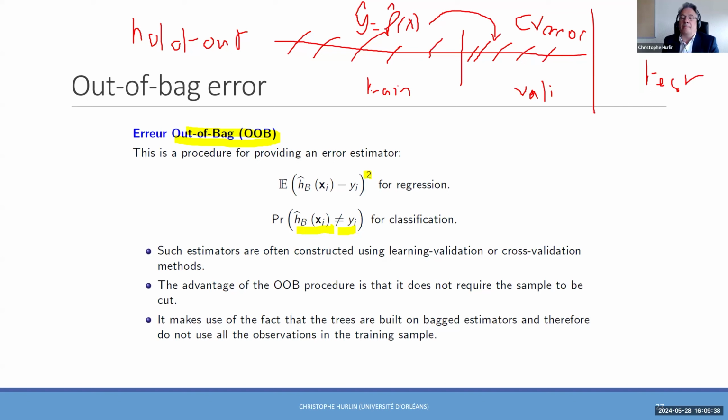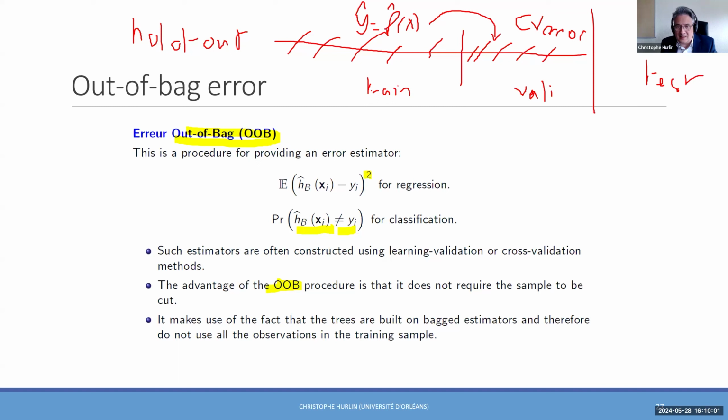When you have a bagging approach, you have another possibility to do the same thing, that is to compute an error out of sample. And this is based on this concept of out of bag error or out of bag procedure, okay?